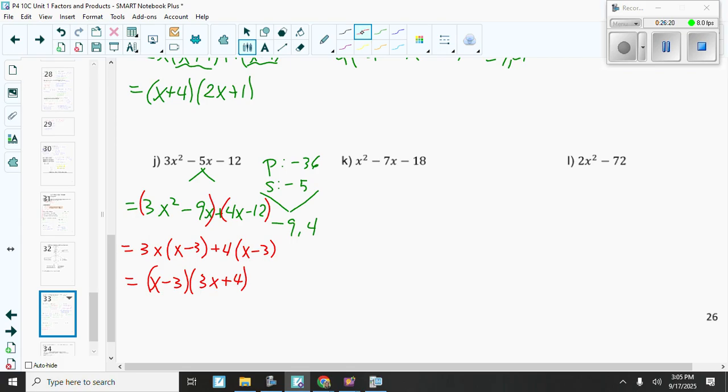A, there's no number other than 1 in front of x squared, so we can do a simple trinomial. We can go right to product sum. And my product is negative 18. My sum is negative 7. Two numbers, I'm thinking 9 and 2. So how about a negative 9 and a positive 2? Because it's a simple trinomial, I can go right to factored form, x minus 9, x plus 2.